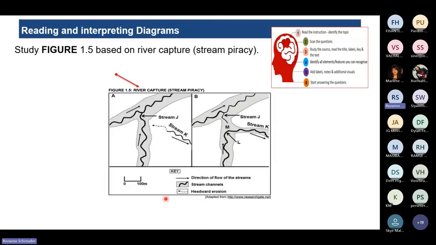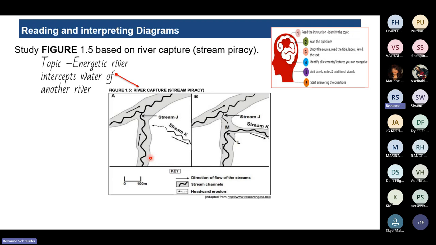Let's have a look at this slide. Now, when I went through the PowerPoint, this slide is a lot. So I tried to make the writing a little bit smaller because it was overlapping. So I'm hoping that I succeeded in that attempt. So again, we've read the instruction. They tell us to study figure 1.5 based on river capture. So we can't scan the questions yet because it's not given. Study the source, read the title, the labels, the key, and the text. So over there, there's my topic, river capture.